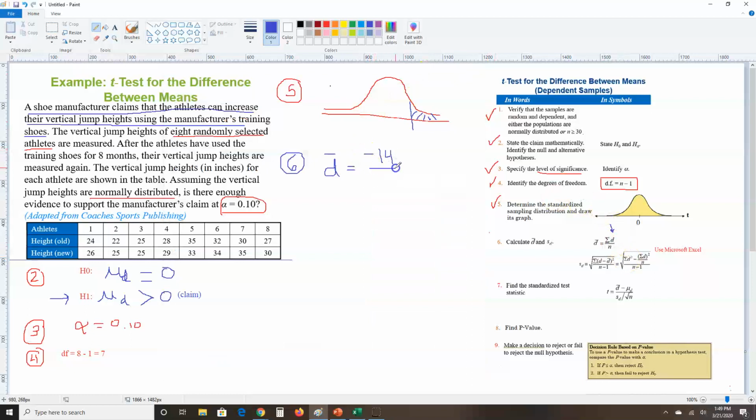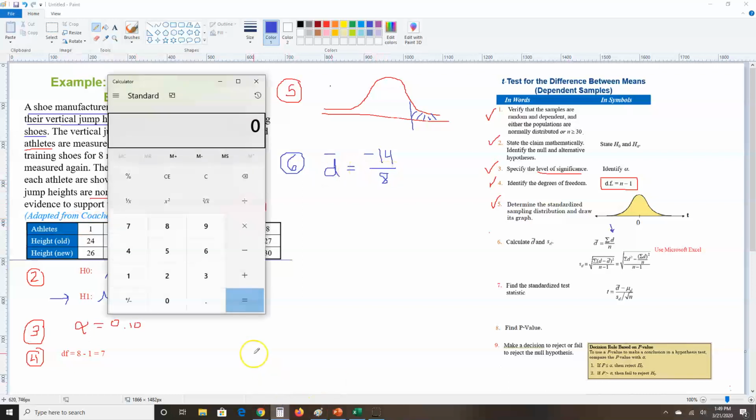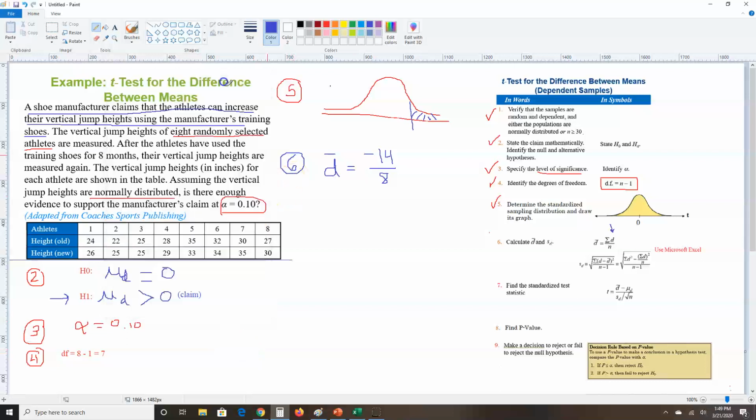See, I'm just plugging in the formula. Sum of D is negative 14. Now, who's my n? How many athletes participated? 8. Let's use my calculator. So negative 14 divided by 8. You can see I got negative 1.75. That's my D bar. Now there's something else you need to find in step number 6. SD. What is SD? The standard deviation of the differences between before and after.